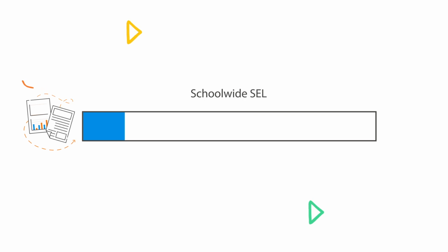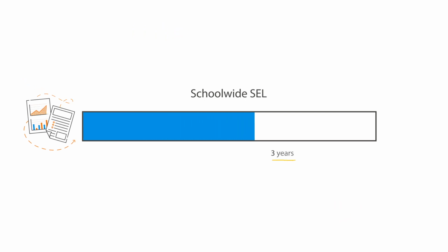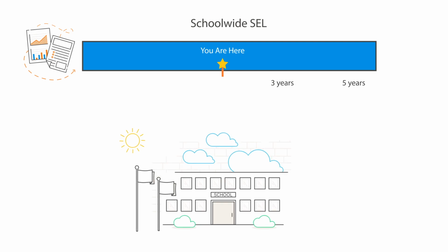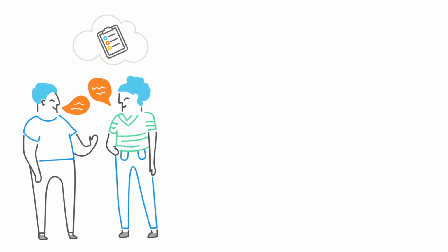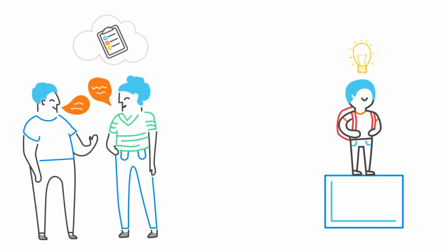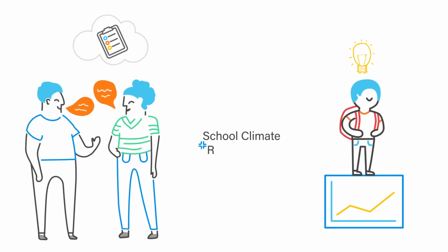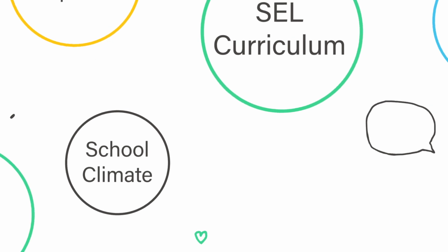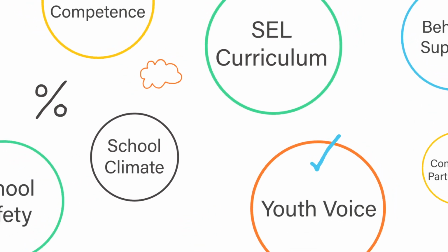Achieving school-wide SEL involves a comprehensive process that can take up to 3 to 5 years to be fully realized. But most schools are not starting from square one. And no matter where you are in the process, an intentional approach to SEL can result in immediate improvements in areas that are key to student success, including school climate, relationships, and student engagement. There's already great work happening that can be coordinated and built upon.